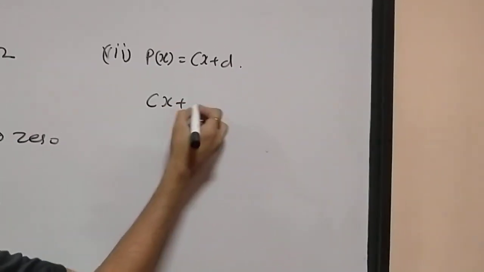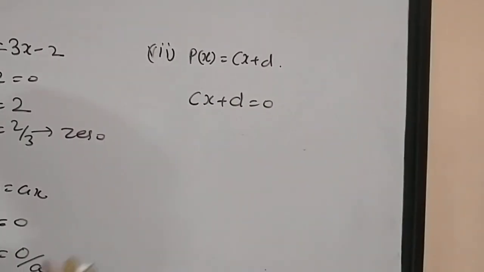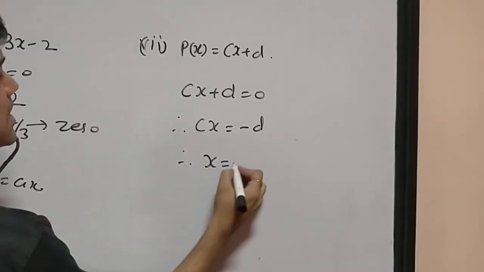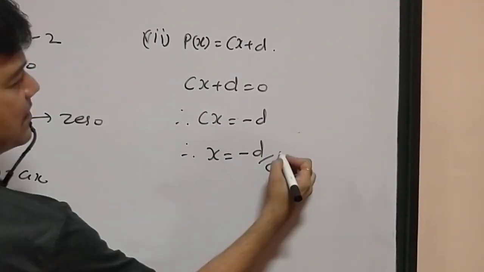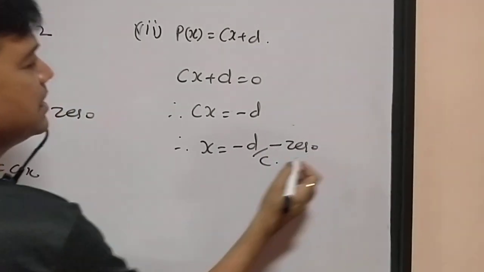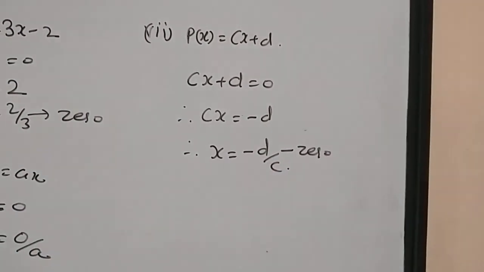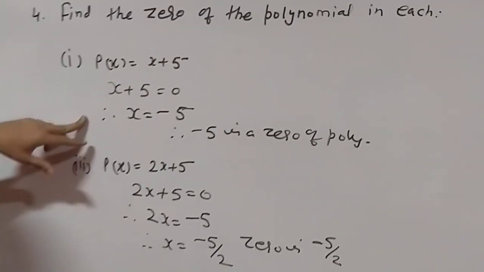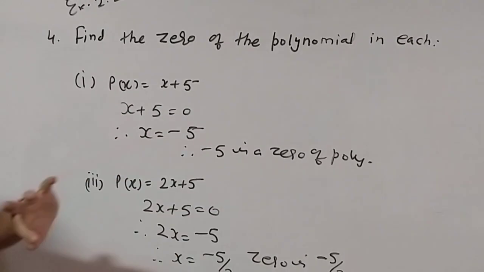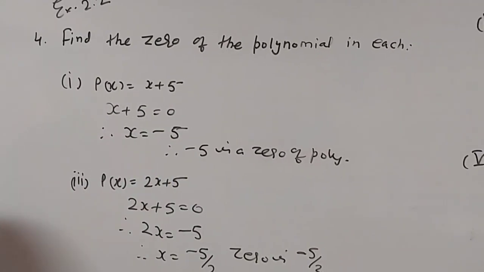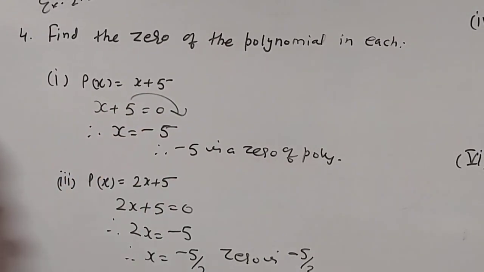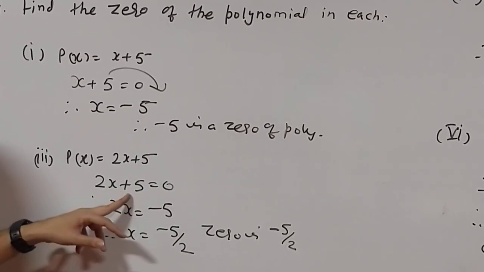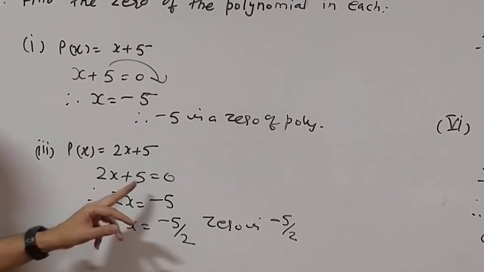Here cx plus d is 0. Therefore cx is equal to minus d. X is equal to minus d by c is the zero of the polynomial. So it's very easy to find the zero. Whatever the polynomial is given, write it equal to 0. X plus 5, then x plus 5 is 0. Therefore x is equal to minus 5. 5 goes on the other side, sign is changed. 2x plus 5 is 0. First take 5 on the other side, plus will become minus.